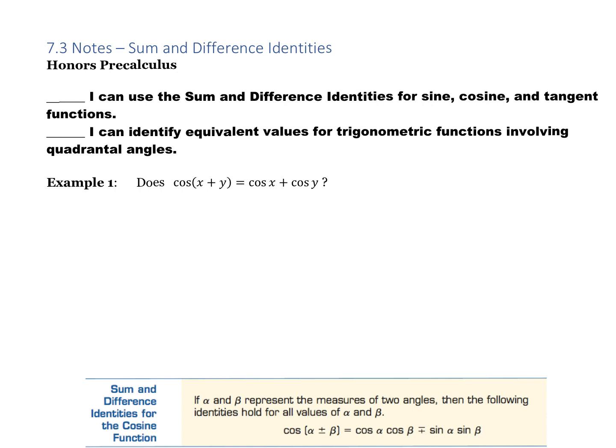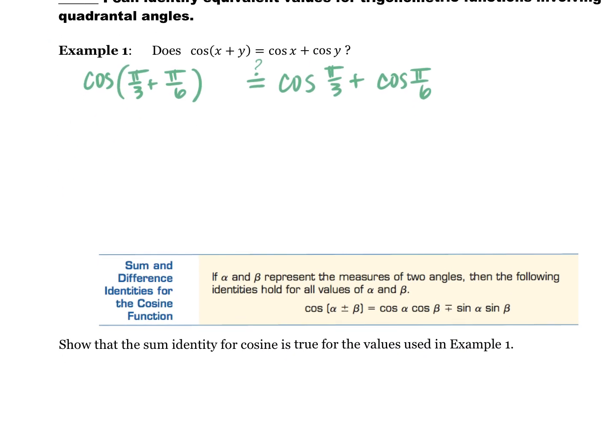So I'm going to say my x is going to be pi over 3, and y is pi over 6. So the cosine of pi over 3 plus pi over 6. That's what you just said your x and your y are, right? And we're wondering, does that equal the cosine of pi over 3 plus the cosine of pi over 6? I really wish it would, it makes sense. Let's just double check.